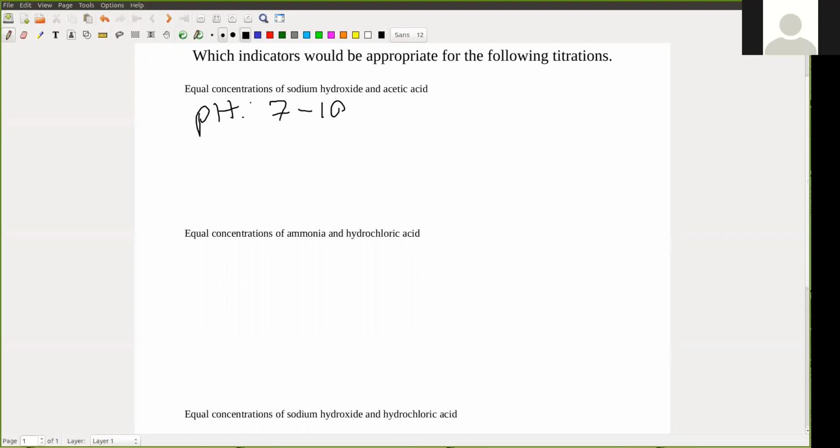So for that, we would typically choose maybe Cresol Red or the classic phenolphthalein, which is probably what you're going to be using in lab if you haven't already. And those would be appropriate indicators under those situations.